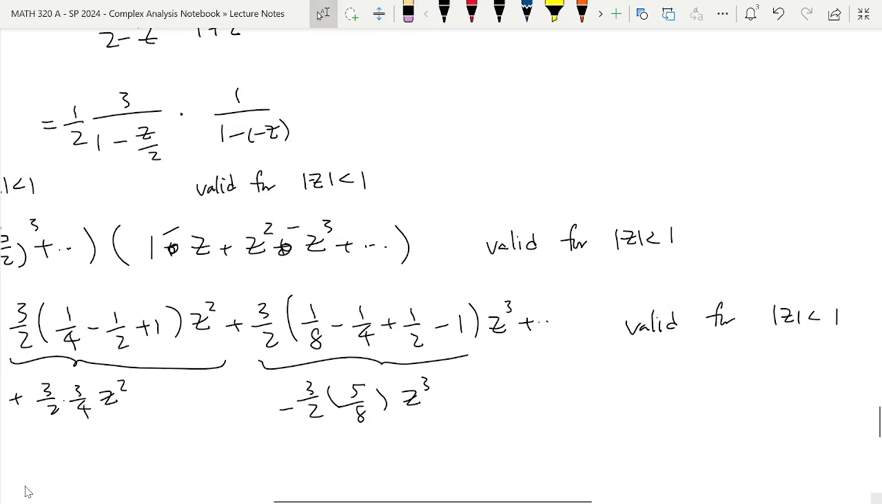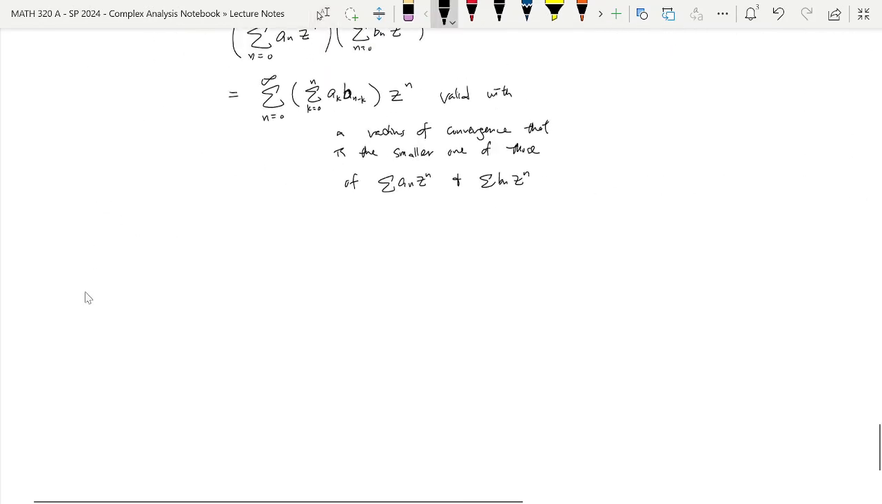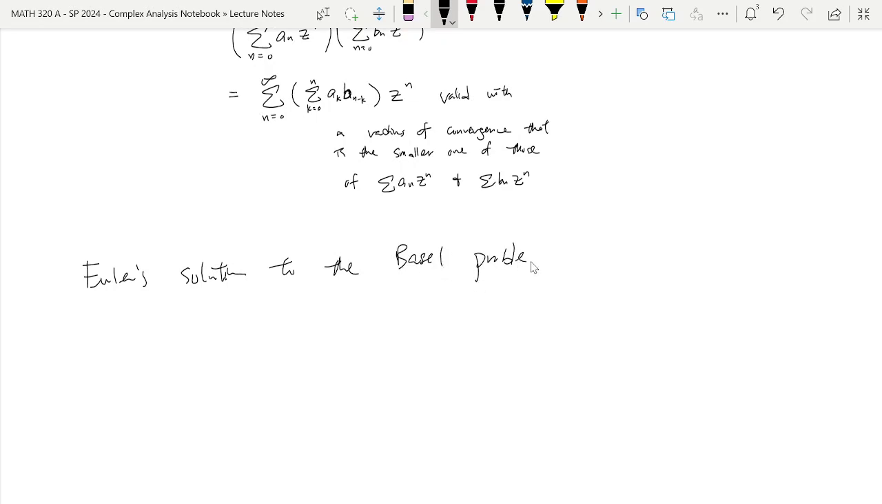Okay, so let me quickly show you, because time's running out, Euler's solution to the Basel problem. It also uses a similar idea: formal multiplication of infinite series, with an extra idea though.